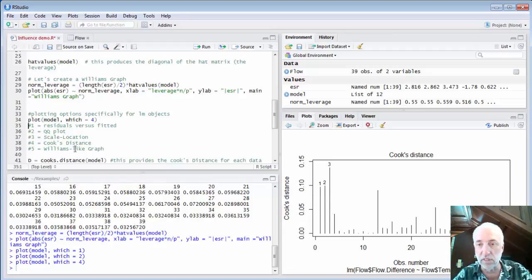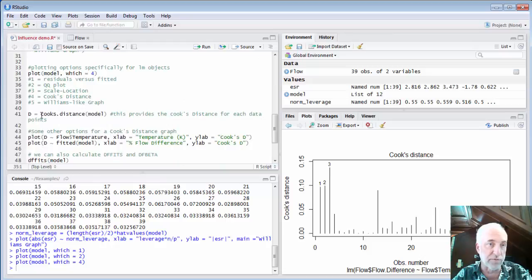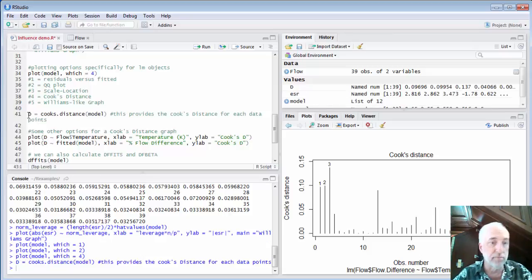This shows me the Cook's distance versus observation number, and it labels the 3 biggest points. And this is the Cook's distance largest point. Well, I can do that myself if I wanted to, because there's a function called cooks.distance. So I take the function cooks.distance and give it the model, and it will dump all the Cook's distance values into the array D. So here they are, D, 39 values, and you can see the values in that array.